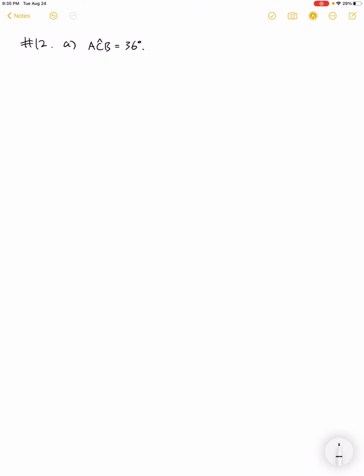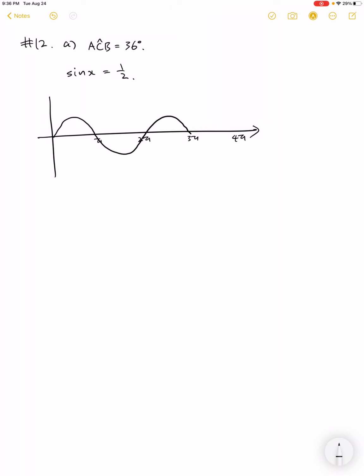So what I'm going to try and do is show you this. Sine x equals 1 over 2. Here is the sine x graph, with pi, 2 pi, 3 pi, 4 pi marked. And we are looking for 1 over 2. How many values are there? Let's just talk about these 4 values here: 1, 2, 3, 4. I'm going to call this number 1, number 2, number 3, number 4.